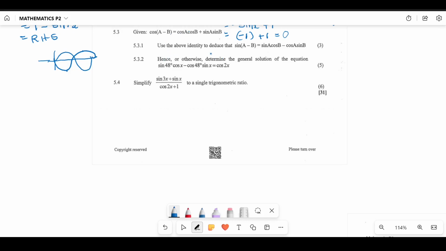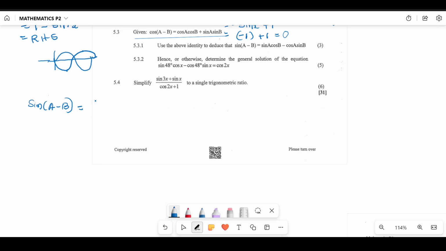Use the above identity to deduce that sin(a minus b) equals sin a cos b minus cos a sin b. Only 3 marks. So we already have this one. This is what we have. We must use this identity to solve this. So we are going to solve for sin(a minus b). To find it, we can only use this formula, that means the cos(a minus b) formula.